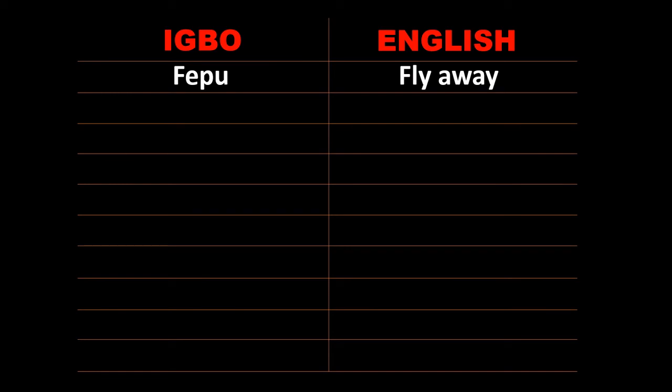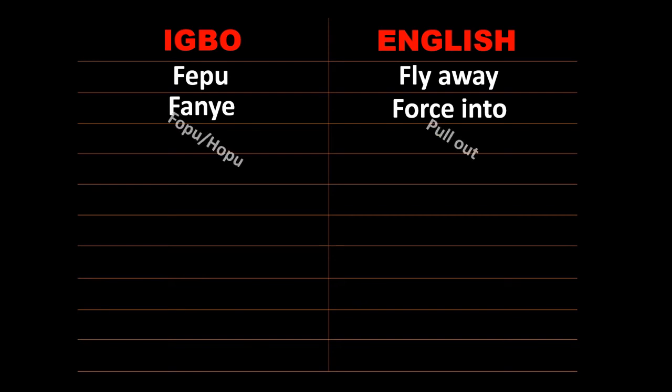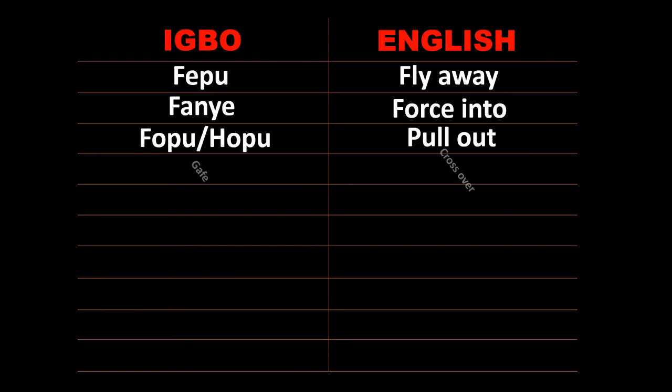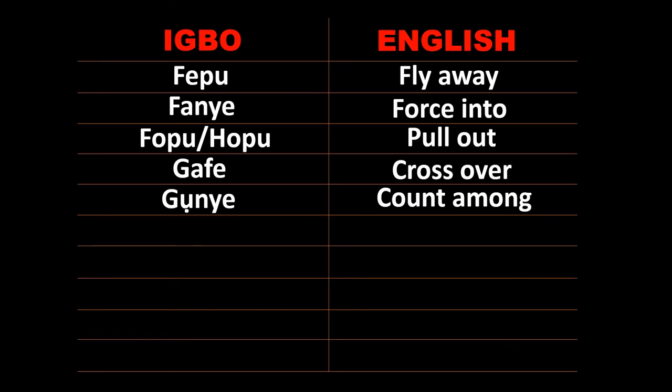Fepu, fly away. Fanye, force into. Fopu, some call it hopu, pull out. Gafe, cross over. Gunye, count among.